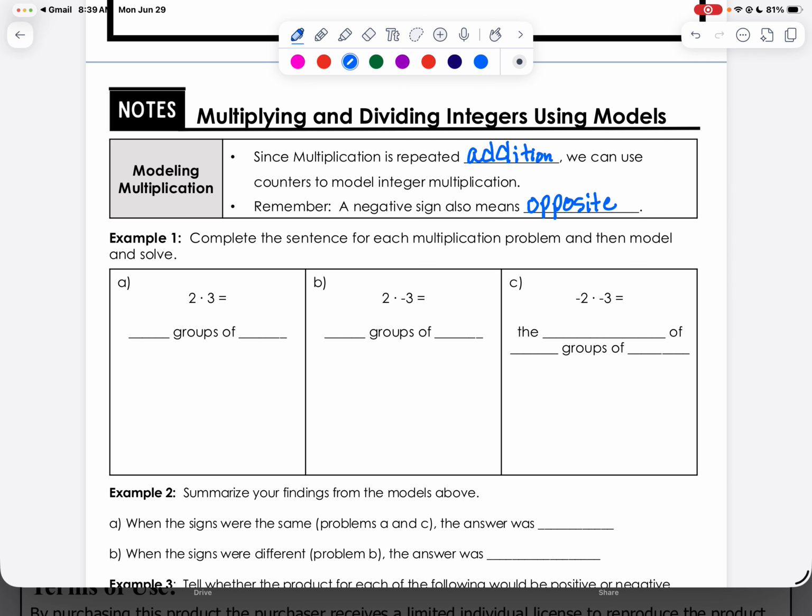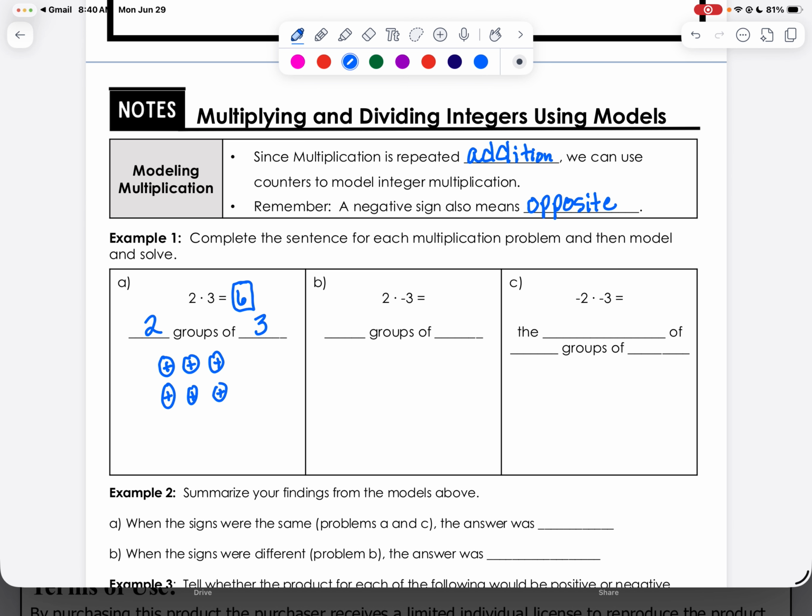So in example 1, it says complete the sentence for each multiplication problem and then model and solve. So in problem A, our multiplication problem is 2 times 3. So this literally means we want two groups of positive 3. So I'm going to make 3 positive counters and make 2 groups of that. Now if you count up your total, you're going to get positive 6.